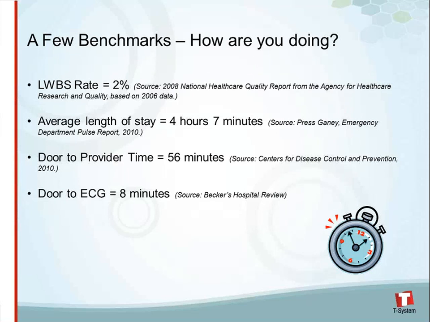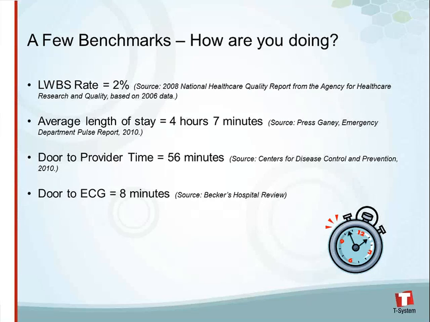Every once in a while, we read in the newspaper where somebody left and fell out in the street, that kind of thing. So we really like to see this way down below 2% as a best practice. The average length of stay across the country is 4 hours and 7 minutes. That's all comers in that 123 million, sort of an average of all those. And this was published by Janie.